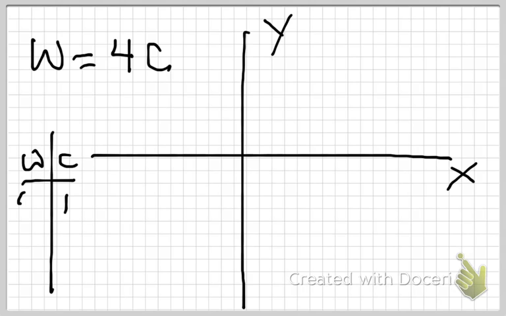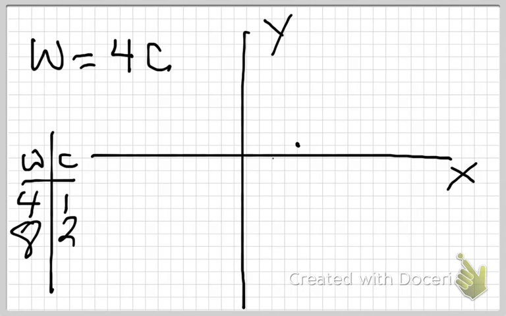When C is 1, W is 4. When C is 2, W is 8. So these become points on this coordinate system. So the first one is 4, 1. So we're going to look at 1, 2, 3, 4. I didn't do this too accurately, but there's 4, but it's not 4, it's 4, 1. So let's pretend that I've drawn this more accurately and that that's right on the line. So that would be 1, 2, 3, 4, and 1 is there.